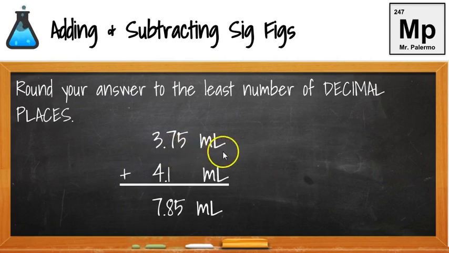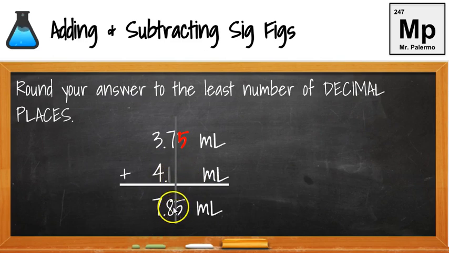We have 3.75 mL and we have 4.1 mL. 3.75 is precise all the way out to the 100th place, and 4.1 is only precise to the 10th place. So 3.75 is a more precise measurement. We don't know what's in the 100th place for 4.1 because this measuring device was not as precise. So our final answer can only be certain to the nearest 10th place.